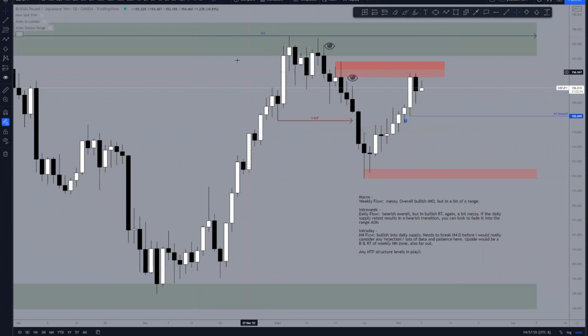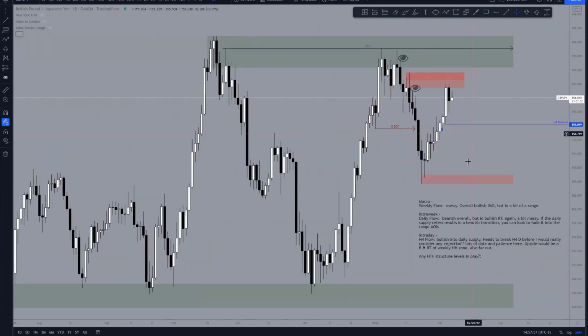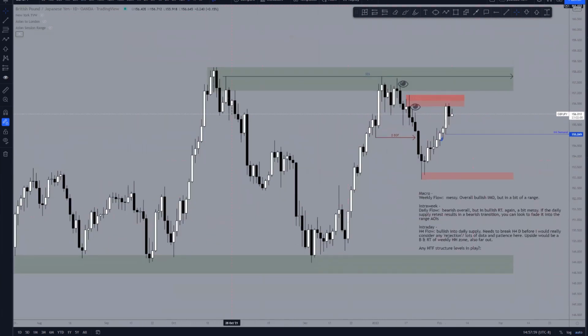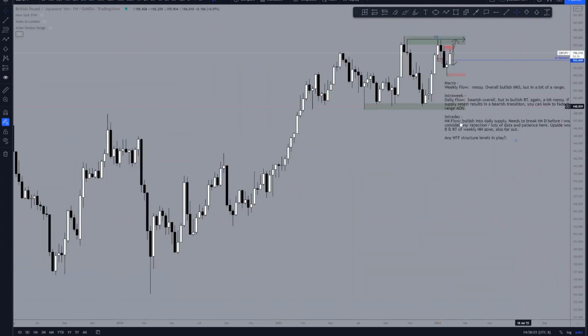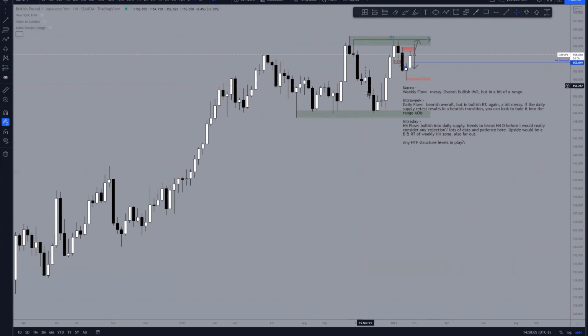Going into GBPJPY, this one's a little bit ugly. Like I said, I've got some notes for you here. I don't love it. Let's go up to the weekly. What can we see? So we've kind of got this big range, right? Big push up, push down, push up, starting to push down a little bit. We've got a pocket of liquidity up here as well in this weekly supply.